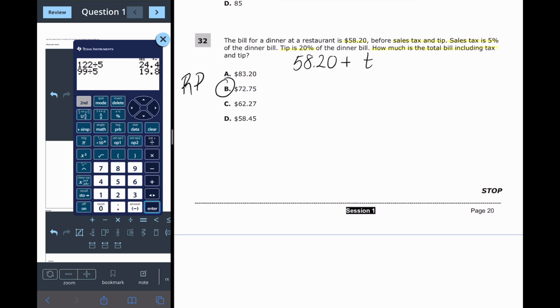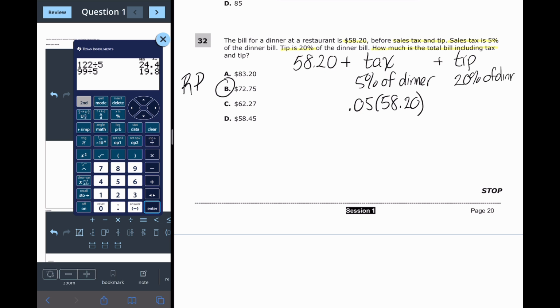And then we're going to add the tax to that. The tax is 5% of the dinner, or 0.05 times $58.20. And then the tip is 20% of the dinner, or 0.2 times $58.20. Now, you could do these separately.